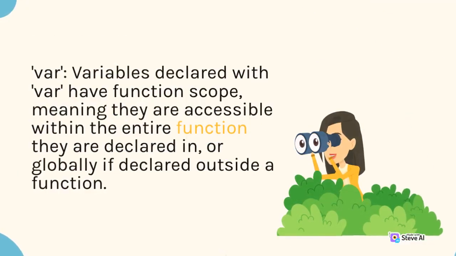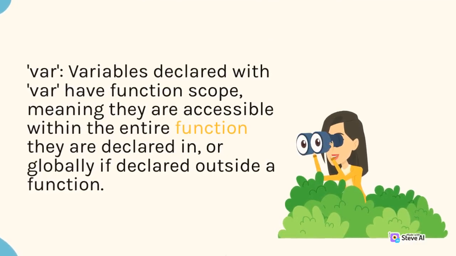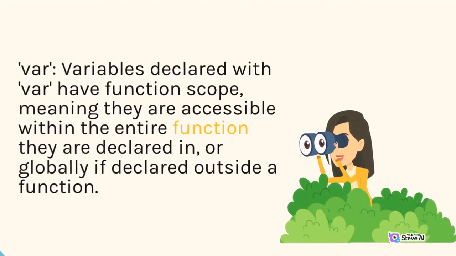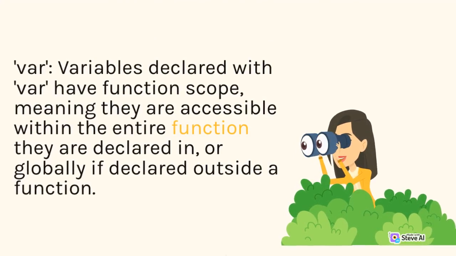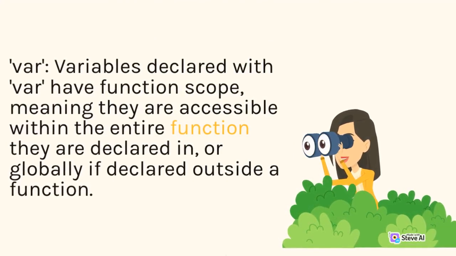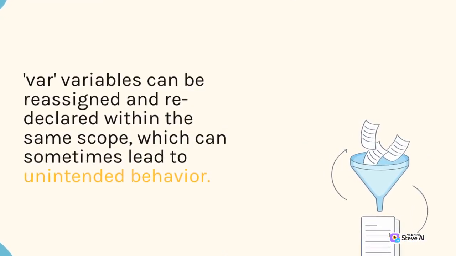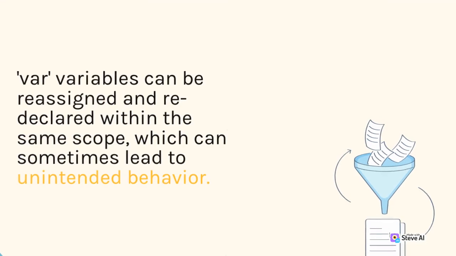Var: variables declared with var have function scope, meaning they are accessible within the entire function they are declared in, or globally if declared outside a function. Var variables can be reassigned and redeclared within the same scope, which can sometimes lead to unintended behavior.